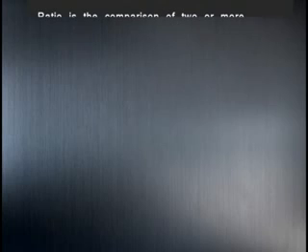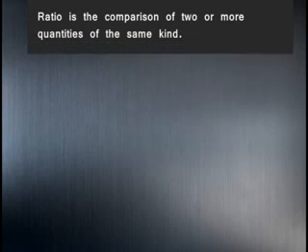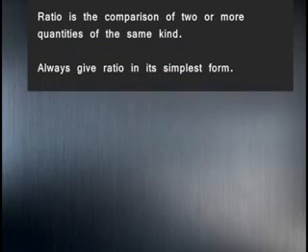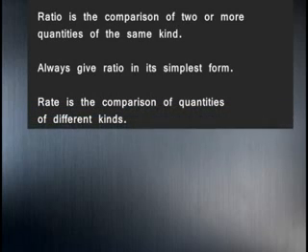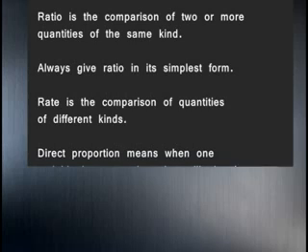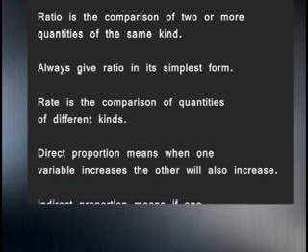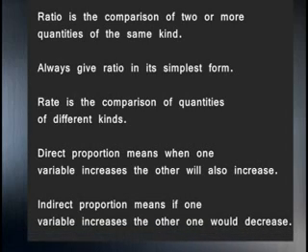Let's now recap what we've learned today. Ratio is the comparison of 2 or more quantities of the same kind. Always give ratio in its simplest form. Rate is the comparison of quantities of different kinds. Direct proportion means when one variable increases, the other will also increase. Indirect proportion means if one variable increases, the other one would decrease.